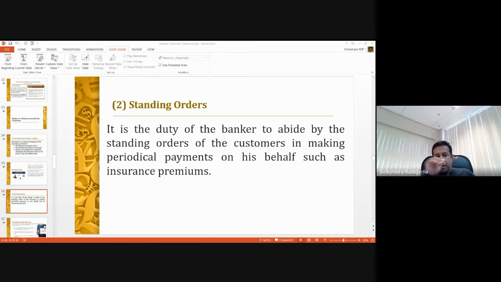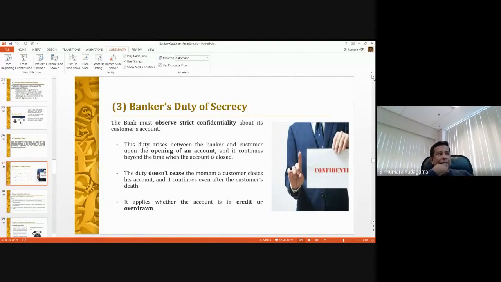Now I'm on the next slide. I hope you can see: the banker's duty of secrecy. The banker's duty of secrecy is one other duty of the banker towards the customer. This is a little complex and much more relevant, while the first two things that I mentioned are ordinary contractual relationships that anyone would see. But this one is a little different, and it's very important.